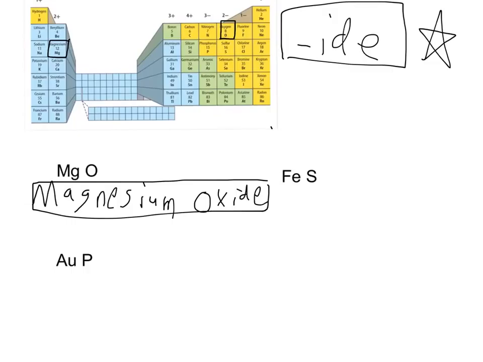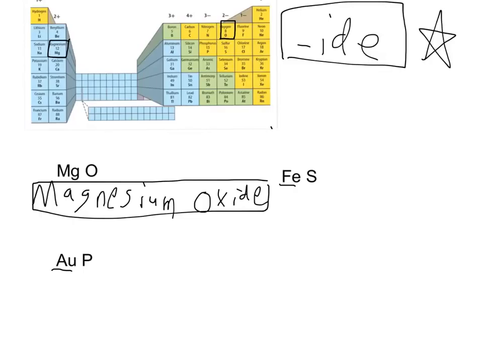Now, you might think it's just easy like that, just writing that and putting an ide at the end. But there are also the specials. The specials are the transition metals, which are all up in this little area, like iron and gold. So they are a little special.